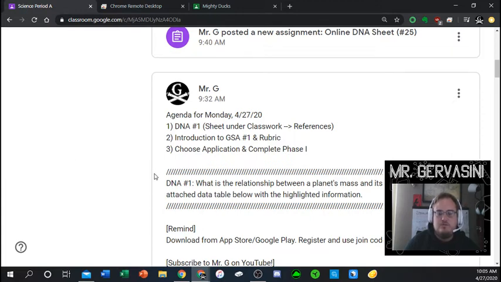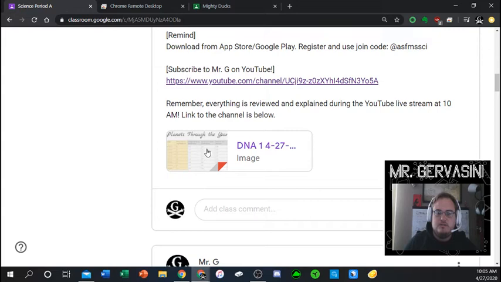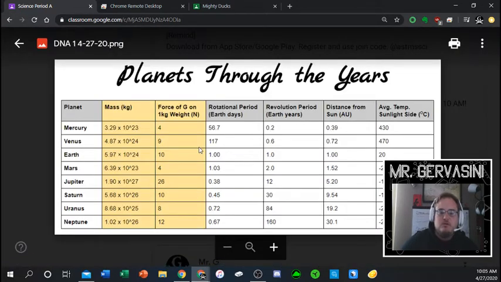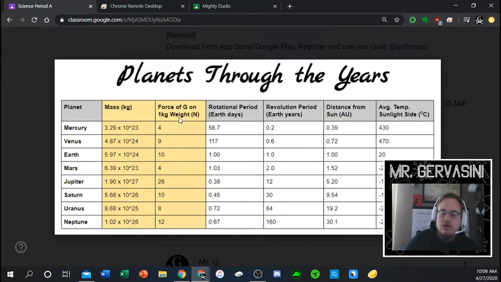What is the relationship between a planet's mass and its surface gravity? So how strong gravity is when you're standing on the surface, or if you're on a gas giant, the strength of gravity in the upper part of the atmosphere. See the attached data table below with the highlighted information. You click the picture, and I highlighted mass and force of gravity in newtons. Pounds and newtons are units of force by gravity. Your weight can change, but your mass can stay the same and you go to a different planet and be a different weight.